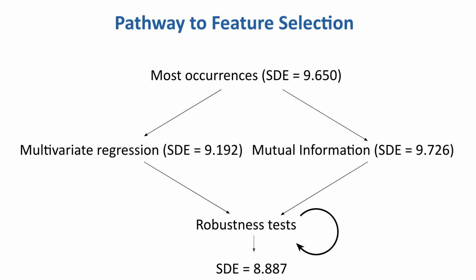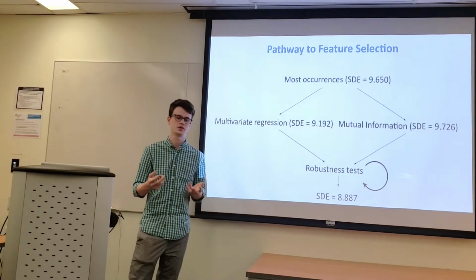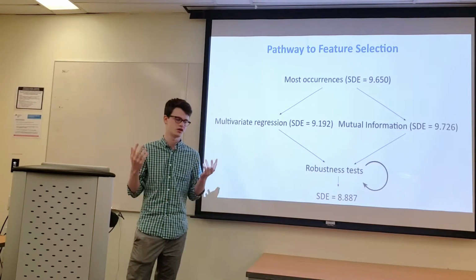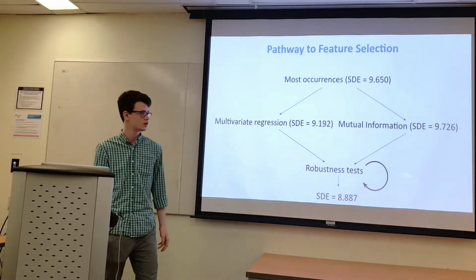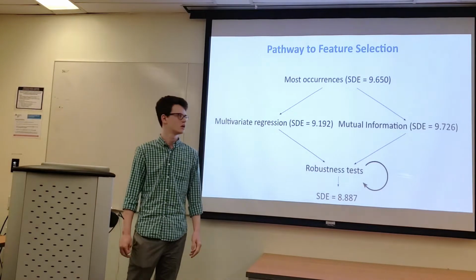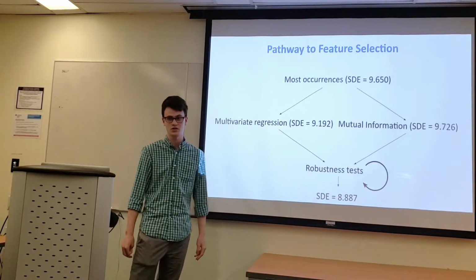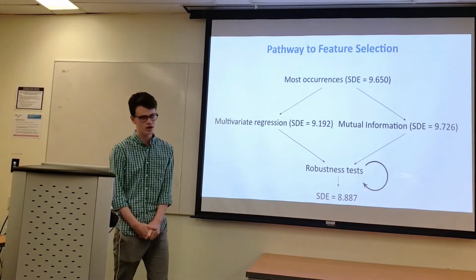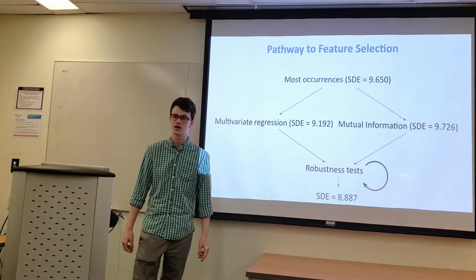Then I used another algorithm called mutual information, which can also determine quadratic, cubic, or other types of relationships between any two variables. And that didn't turn out as well. I was able to predict age on average within 9.7 years. So I decided to go with the results from the multivariate regression test.